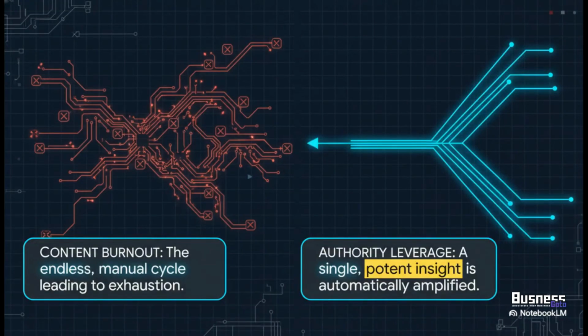So what problem is this whole thing actually built to solve? Well, this slide just lays it out perfectly. On the left, you've got content burnout. We've all been there, right? That feeling you're on a hamster wheel, just churning out content. But on the right, you see authority leverage, a totally different model where one single powerful insight is intelligently amplified. It's a huge shift from just manual labor to a truly engineered solution.